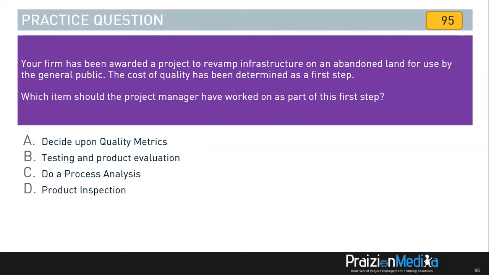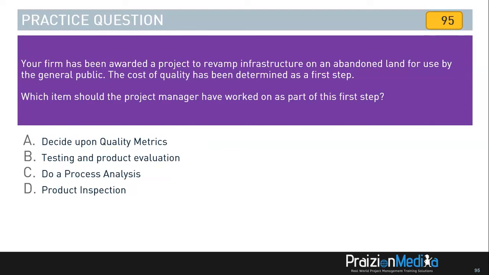Your firm has been awarded a project to revamp infrastructure on an abandoned land for use by the general public. The cost of quality has been determined as a first step. Which item should the project manager have worked on as part of this first step? Hit the pause button if you need more time. Let's take a look at the options.